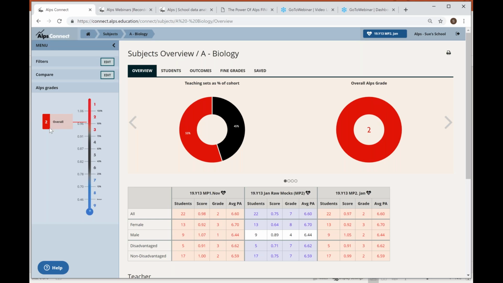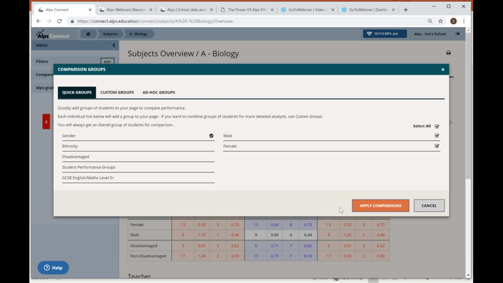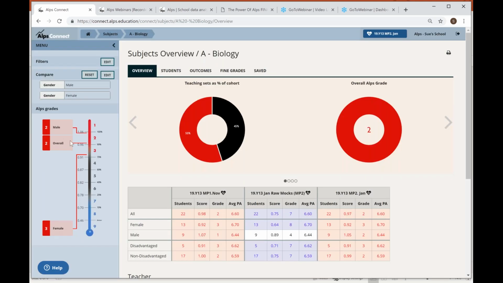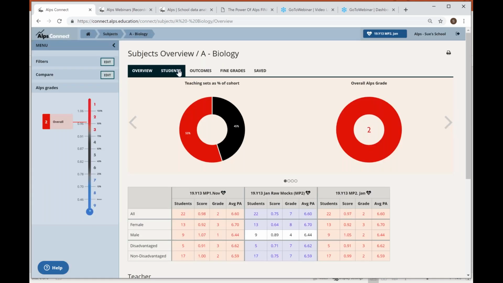That's giving you an overview of the whole subject. If I wanted to look at my gender again, I can visually see that on my thermometer. So I can see my girls making slightly less progress than my boys. Okay, reset that. I'm going through this quite quickly, but hopefully it's apparent what I'm doing.